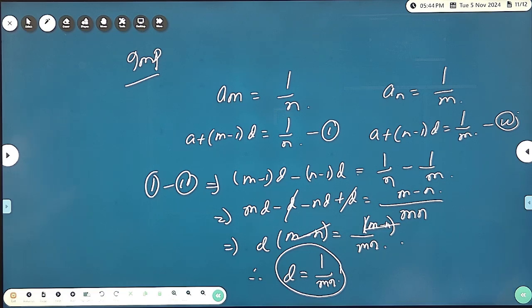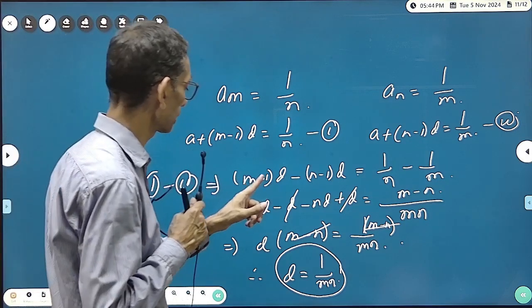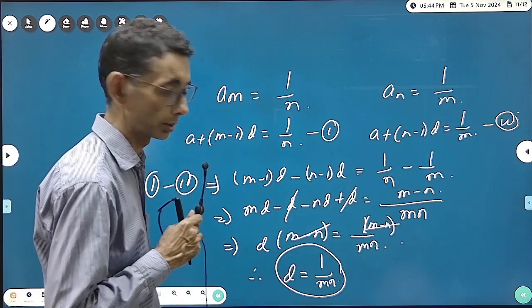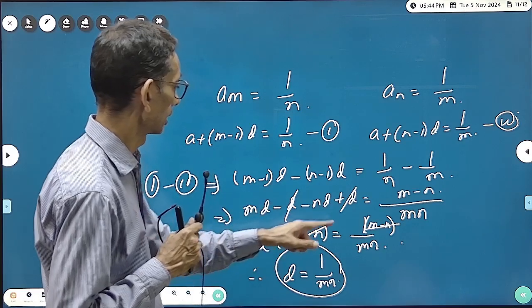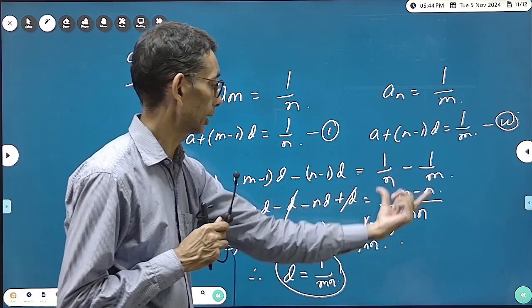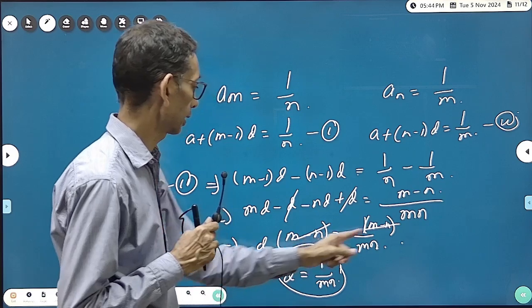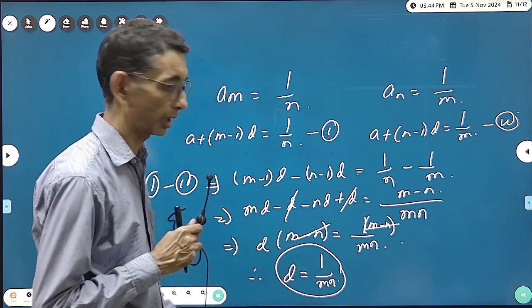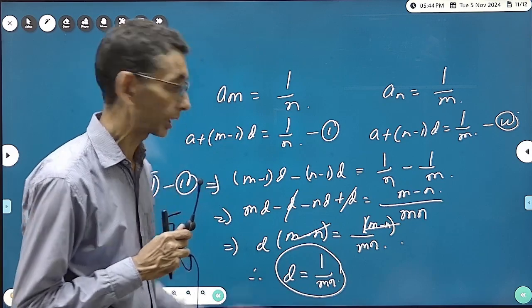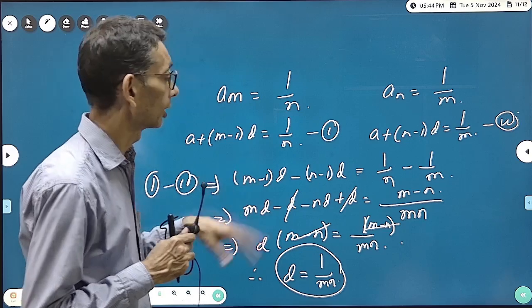See from the beginning what we did. The mth term is 1 by n, the nth term is 1 by m. Then I have written the mth term formula and the nth term formula, marking them as equation 1 and equation 2. Then subtracting, a got cancelled out. Removing the brackets, d got cancelled out. So it's md minus nd equal to m minus n. If I take LCM mn, m minus n got cancelled out. So d is equal to 1 by mn. Okay, done. Just half of the answer is done. Half part is left out.